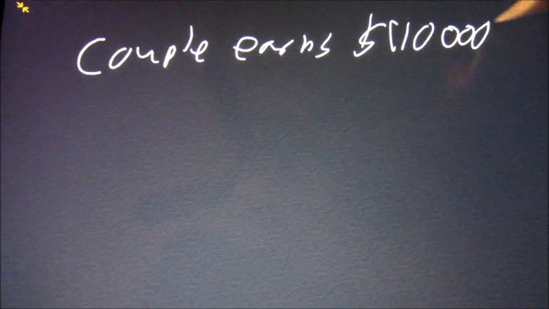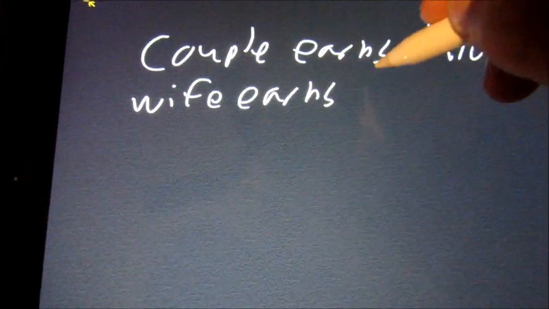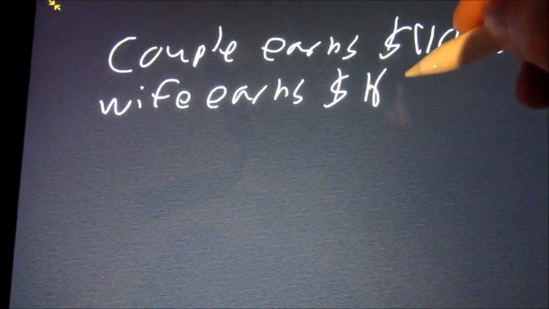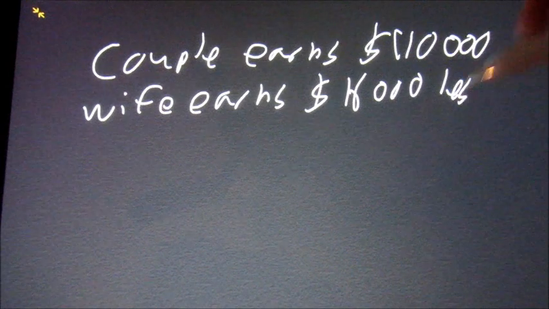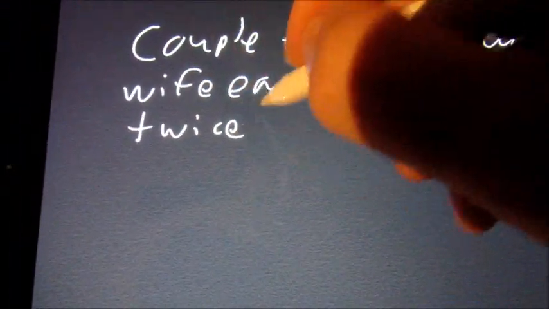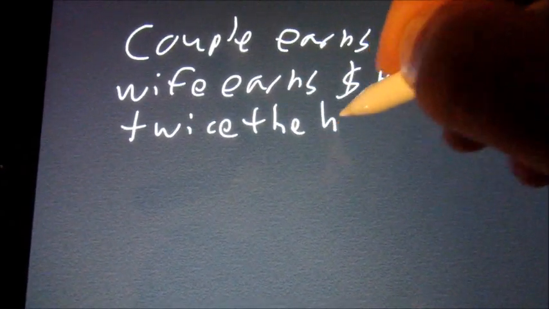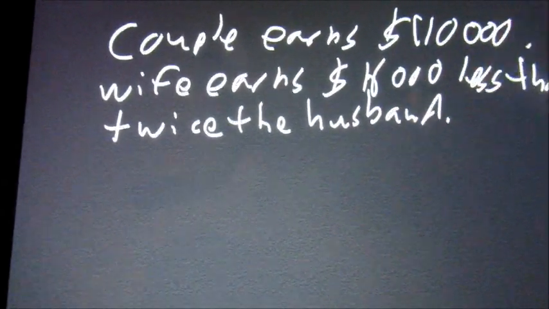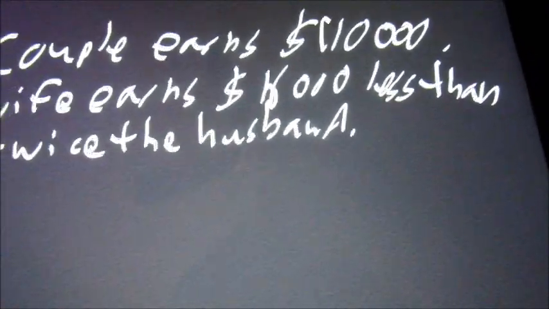So the next question is a couple earns $110,000. The wife earns $16,000 less than twice the husband. And we want to know how much each of them earns.